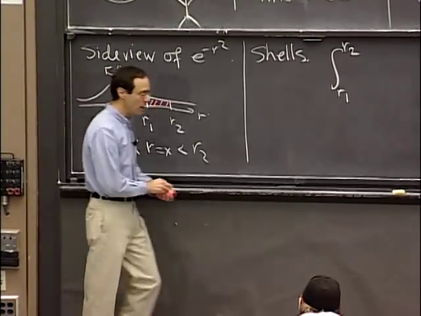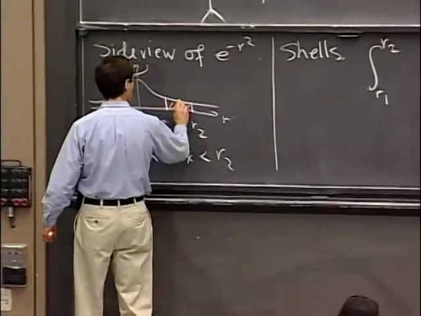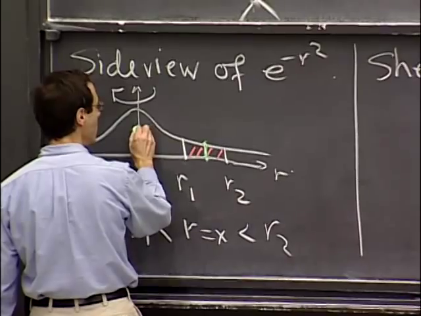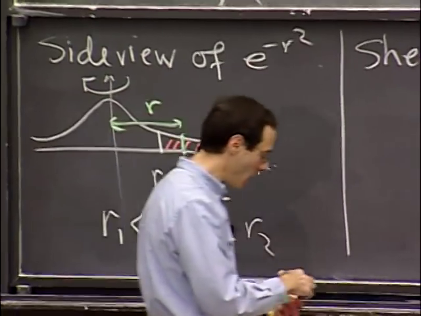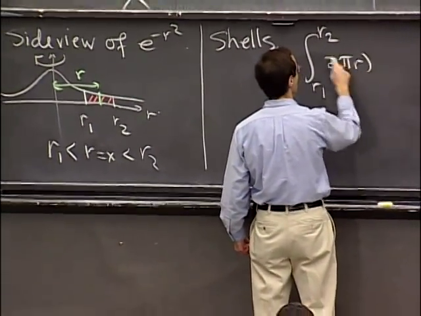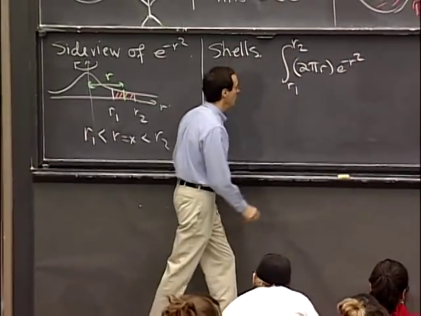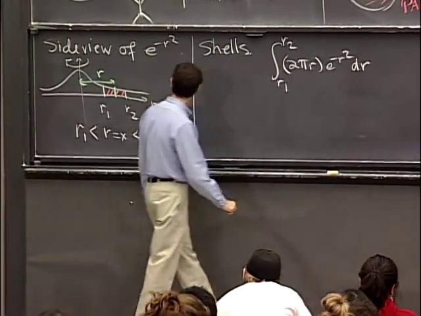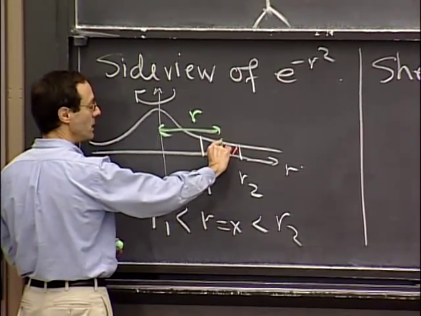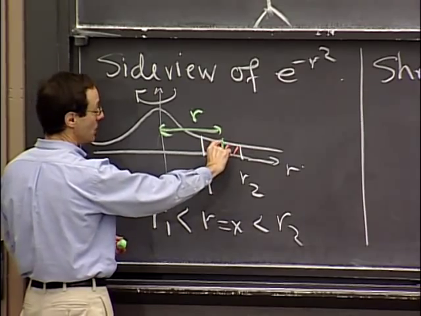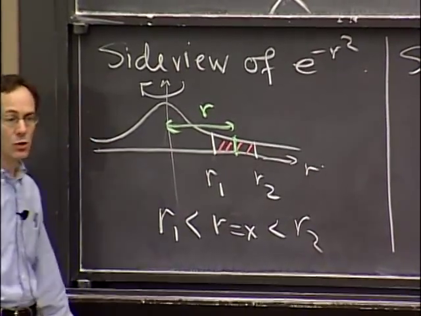And the circumference of a little piece, at a fixed distance r here, the circumference is going to be 2 pi r. So 2 pi r is the circumference, and then the height is the height of that green stem there. That's e to the minus r squared. And then we're multiplying by the thickness, which is dr. All right, so the thickness of the green is dr. The height of this little green guy is e to the minus r squared. And the circumference is 2 pi times the radius when we sweep the circle around.